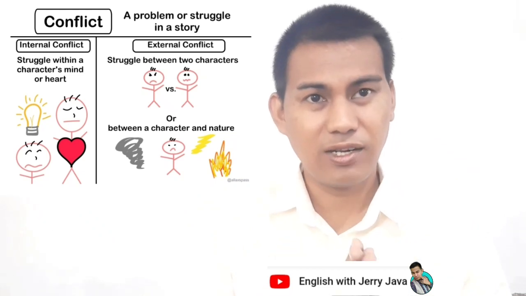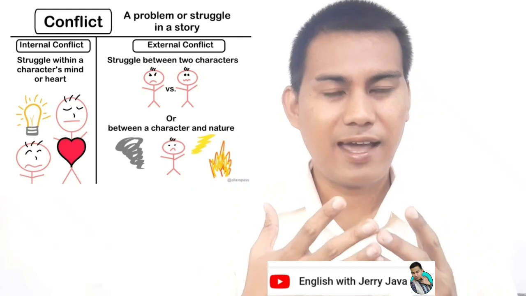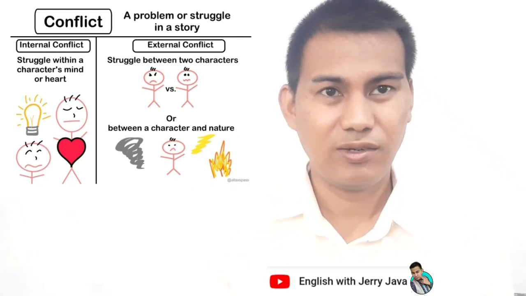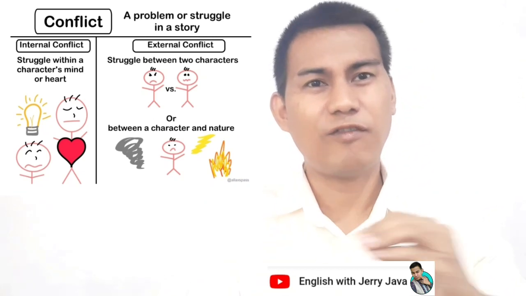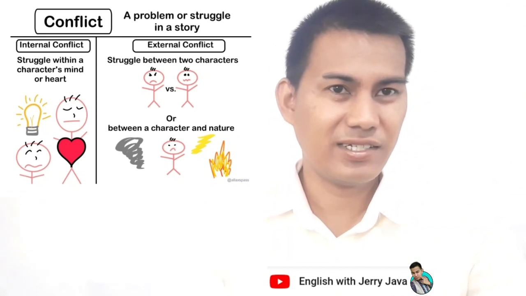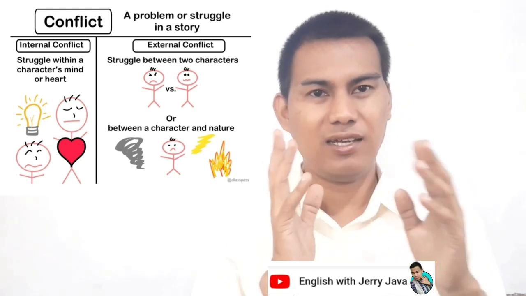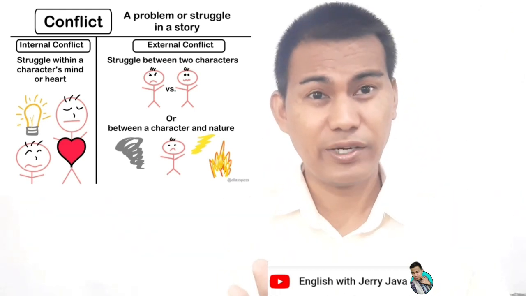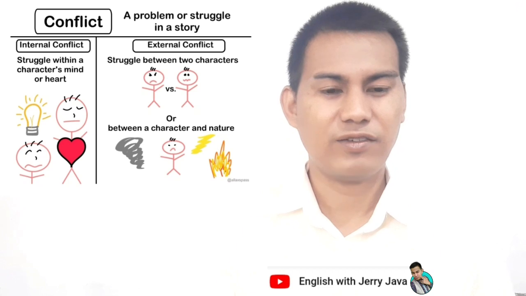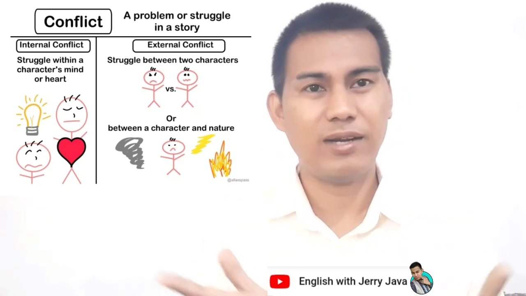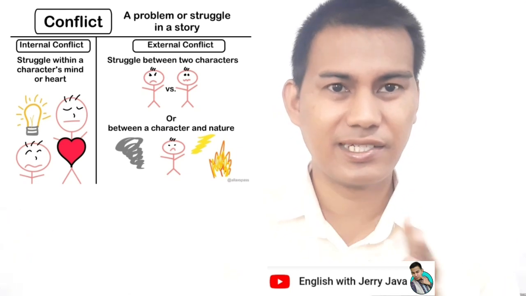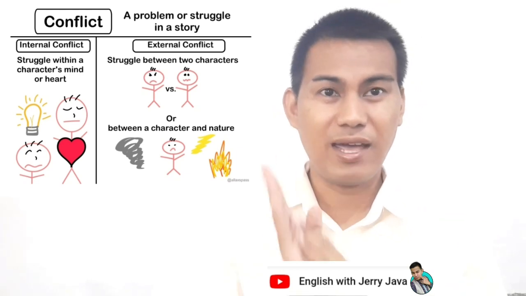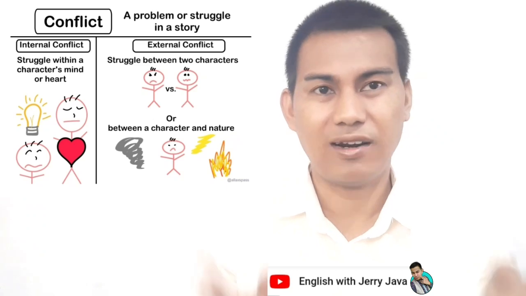So then we have external conflict, all the conflict that happens when the character or our protagonist has to fight against a society, against a norm, or against nature. That's it. So we have man versus man, man versus nature, man versus society, and then man versus himself. Those are the kinds of conflict.